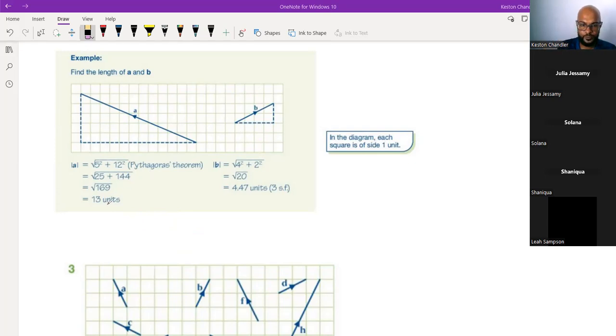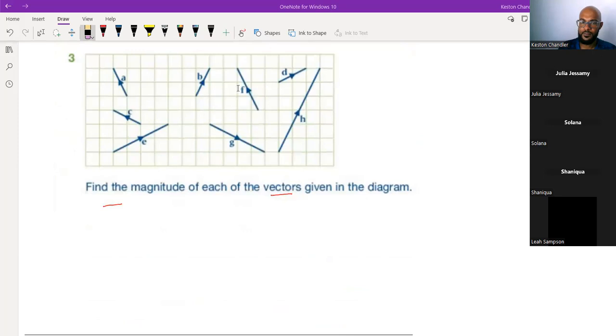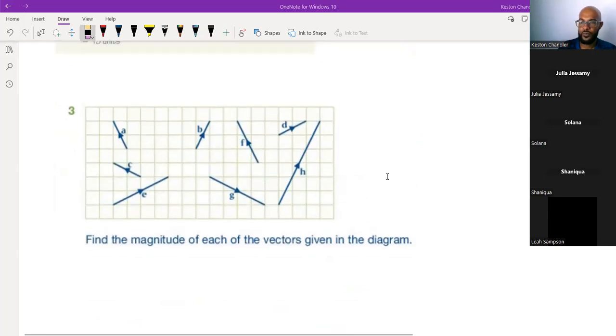Notice as well, my unit of measurement, I say units. Sometimes when I work these out, like for example here, the root of 20, you put it to 3 significant figures. So 4 squared plus 2 squared, that's 16 plus 4, which is 20. The root of 20, you get a long decimal number, you put it to 3 significant figures. Is everybody okay with that? Does that make sense to you? Easy? Let's try some. I'm going to do one here with you.